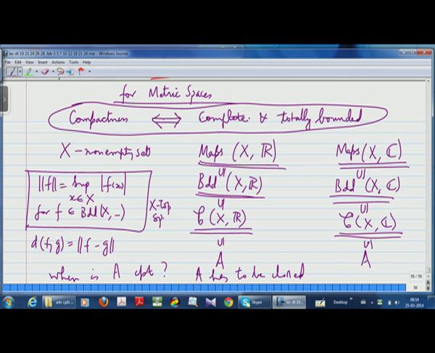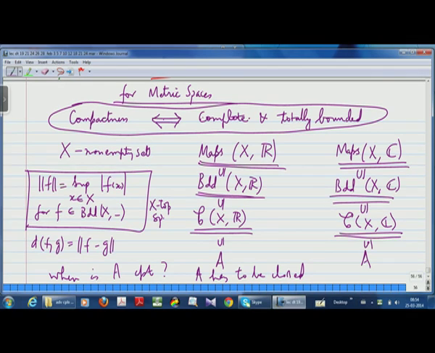What this means is that if you want to check sequential compactness in A, it's enough to check that every sequence has a Cauchy subsequence. That's enough, because if it has a Cauchy subsequence, then it has a convergent subsequence, and the limit will also be in A because it is closed. So A has to be closed.